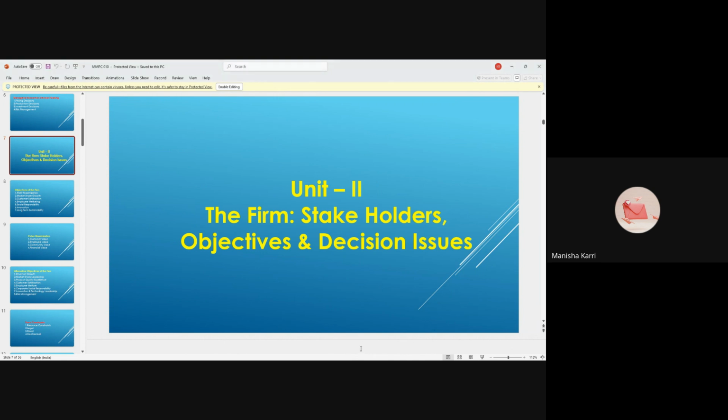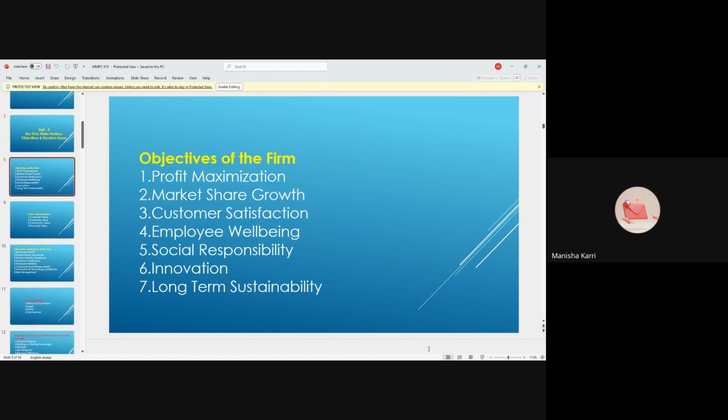So, this is nothing but the second unit's introduction. Coming to the objectives of the firm. Generally, the objectives of the firm refer to the primary goal or purpose which is guiding its actions and decisions. The specific objectives can vary depending on the nature of the firm, its industry, and its stakeholders. And some common objectives include the following.